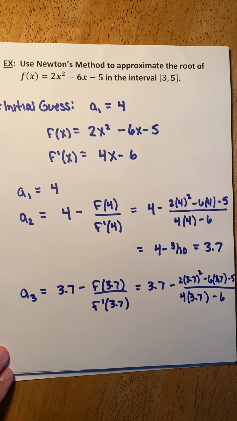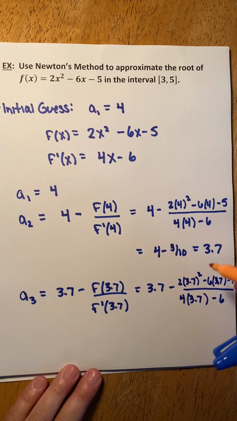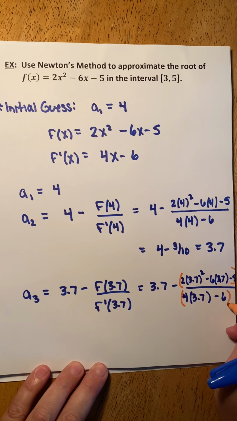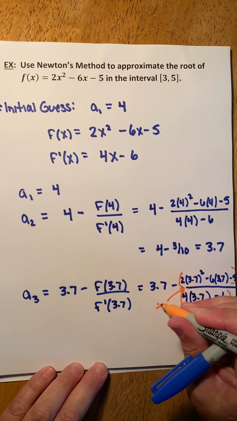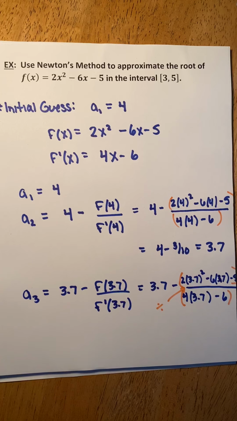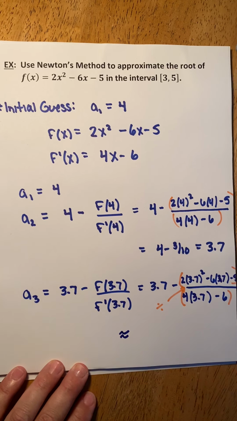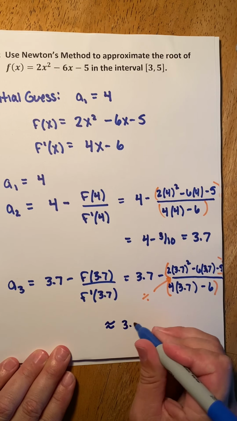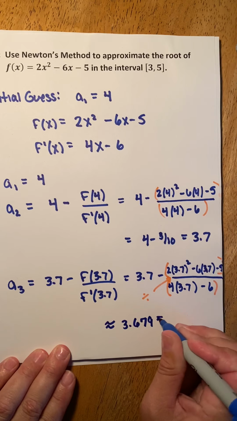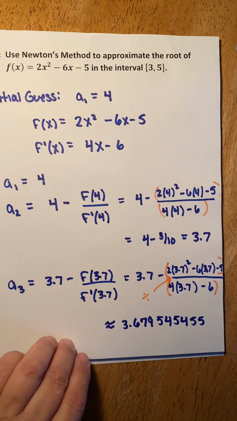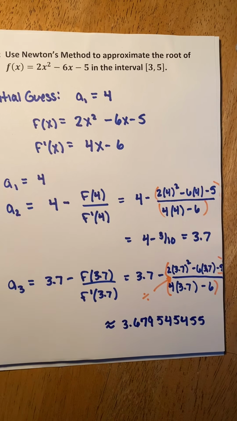Whew. Now the key is to use parentheses properly when we're doing this. The whole numerator has to go into parentheses and the whole denominator, right? And for fractions, you can use the division. So make sure you put all these in, and practice using your calculator now. And I did this, and it's not a nice number. Even when I tried to do the math fraction, it does not come out pretty. I get 3.679545455.